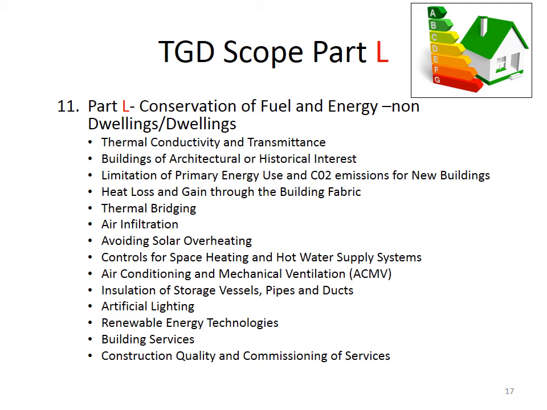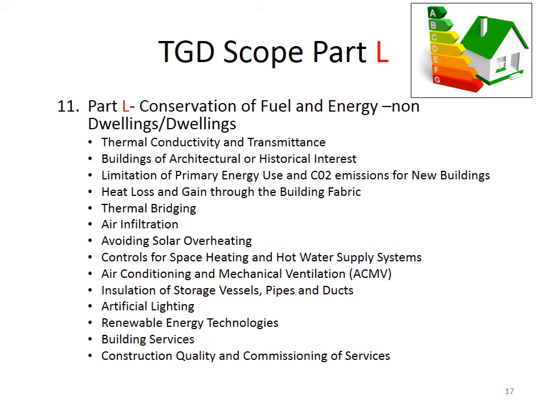The kind of things that are covered in this would be thermal conductivity and transmittance. So we're talking about how heat is conducted from inside to outside the building and outside to inside the building. In other words, ways of keeping the heat inside the building to reduce energy consumption, and also how to keep, on warm days, the heat outside the building. Buildings of architectural or historical interest, limitation of primary energy use, and CO2 emissions for new buildings. This would all be part of the building energy rating that was brought in a few years ago. That would be included in here.